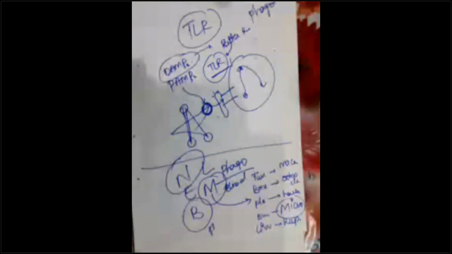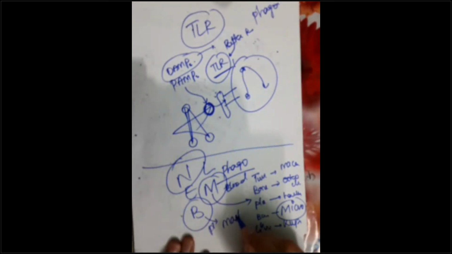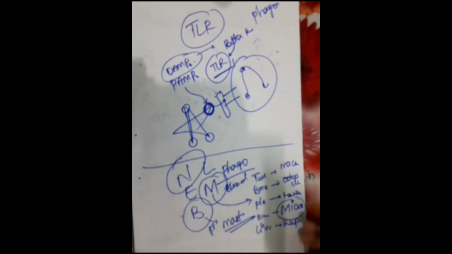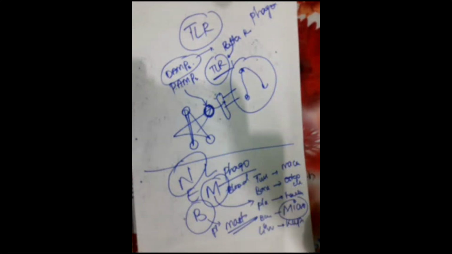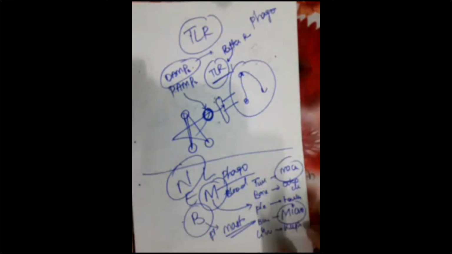What are basophils called when they go to the tissue? They are called mast cells. They are also phagocytes, but they are not primary phagocytic cells. The primary phagocytic cells are your monocytes, and your macrophages are primary phagocytes.